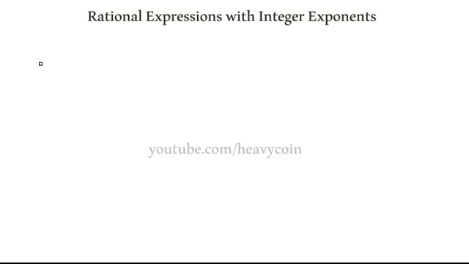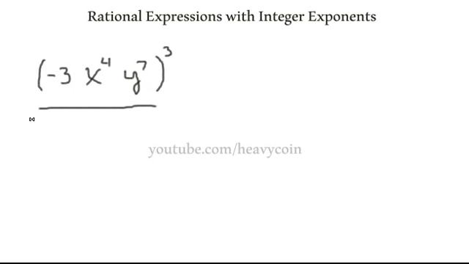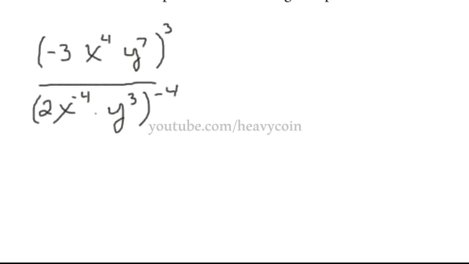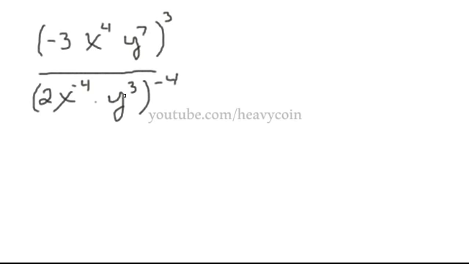Okay, this will be a fun one here. We have negative 3 x to the fourth, y to the seventh, and that's going to all be raised to the third power, and then over 2 times x to the negative 4 times y to the third, and it's all raised to the negative 4. So this is raised to the negative 4, so that means we can take this up into the numerator. But I'm going to go ahead and start simplifying some of this stuff. We have negative 3 raised to the third.